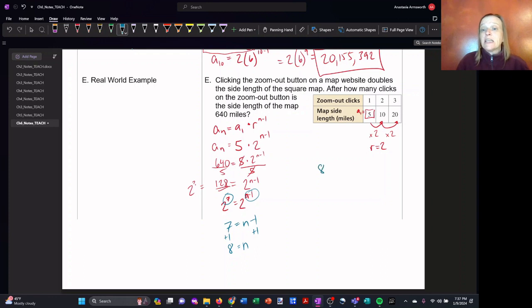So it would take 8 clicks of the mouse to get to that 640 miles on one side length of the square map. I hope this helped.